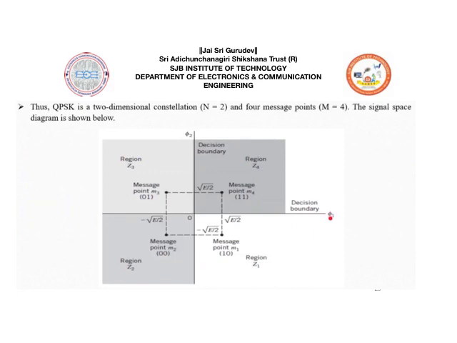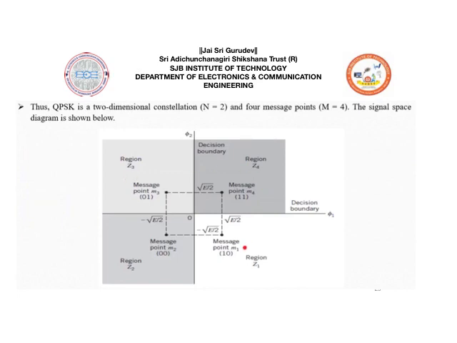We have 2 basis functions, phi 1 as well as phi 2. The phi 1 is on the horizontal axis and the phi 2 is on the vertical axis. Now this is our decision boundary. Since there are 4 message points, we have 4 regions for this decision boundary. We are taking this as region Z1, this is region Z2, region Z3 and region Z4.